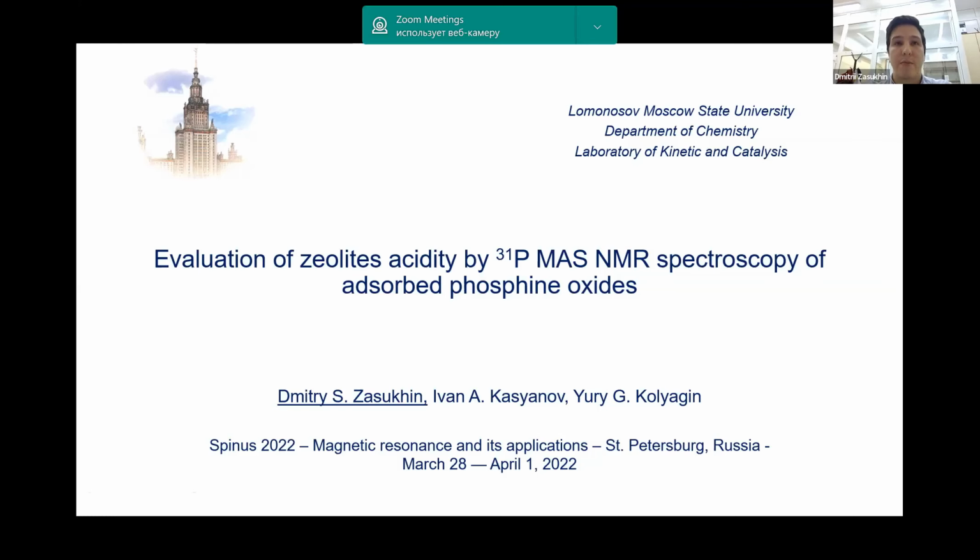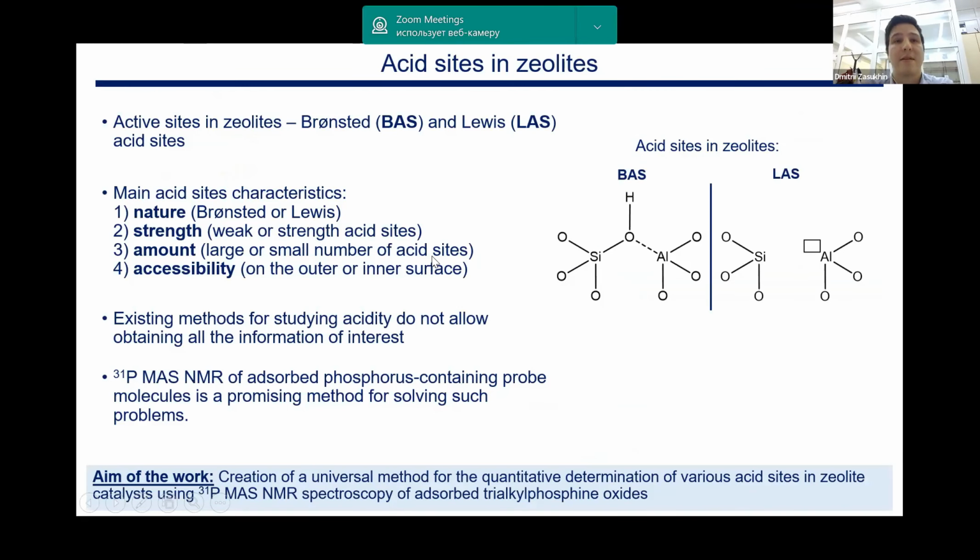My work is about evaluation of zeolite acidity by 31P magic angle spinning NMR spectroscopy of adsorbed phosphine oxides. Commonly, the active sites in zeolites are Brønsted and Lewis acid sites. In the slide, you can see their approximate structure.